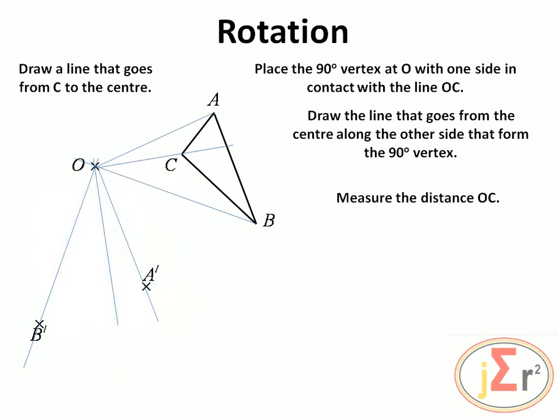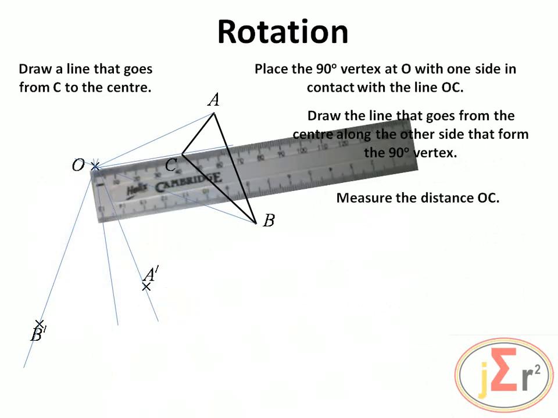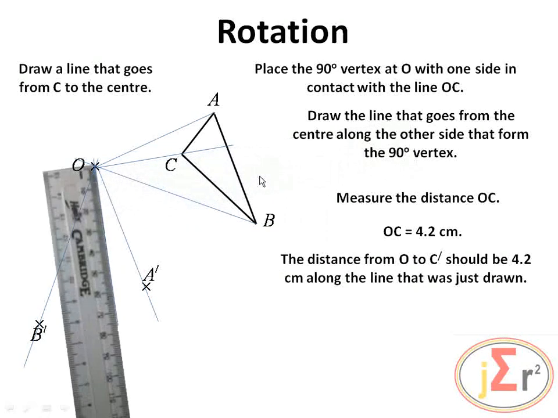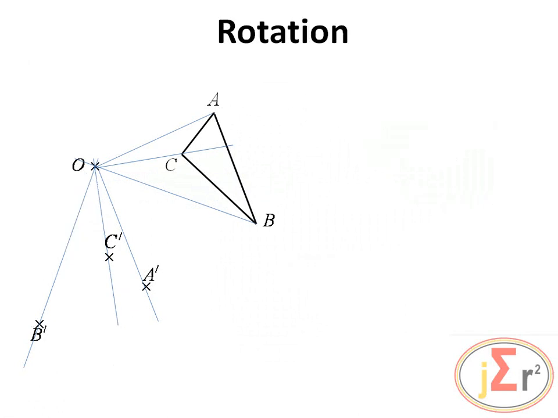And then we measure the distance OC. And what's that? 4.2 centimeters. And then we are going to measure that same distance from O to C prime, and mark that. So in our rotation, 90 degrees may be obtained by using our protractor, and of course may be obtained by using the perpendicular edges of a set square.